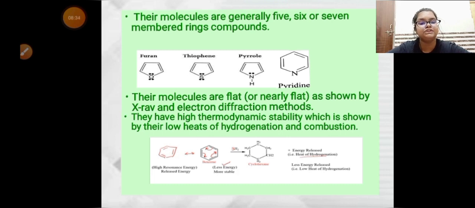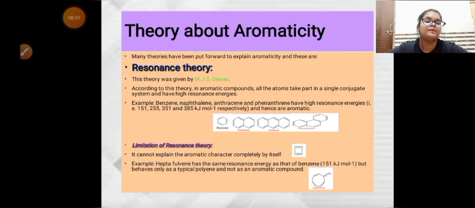Why less energy? Because our benzene ring has less energy. When it is converted into cyclohexane, less energy is released. This low heat of hydrogenation shows that the compound has high thermodynamic stability. There are some theories about aromaticity, meaning many theories have been put forward to explain aromaticity.